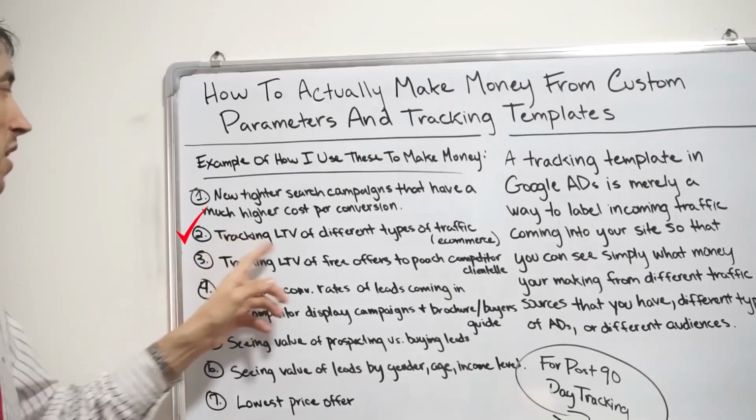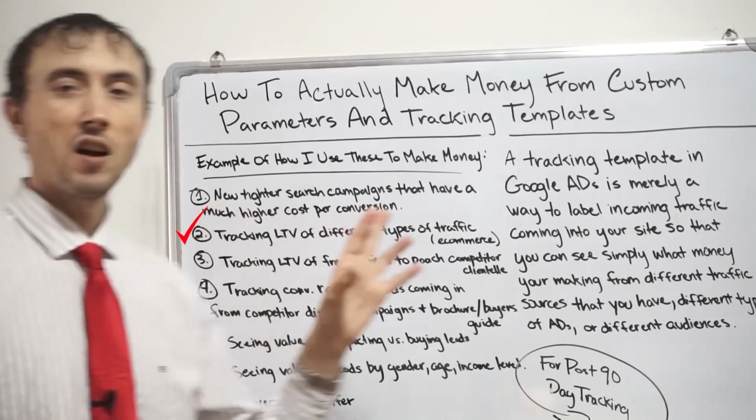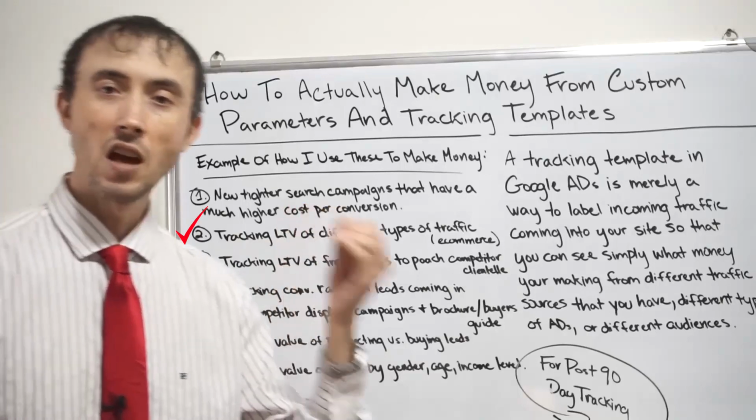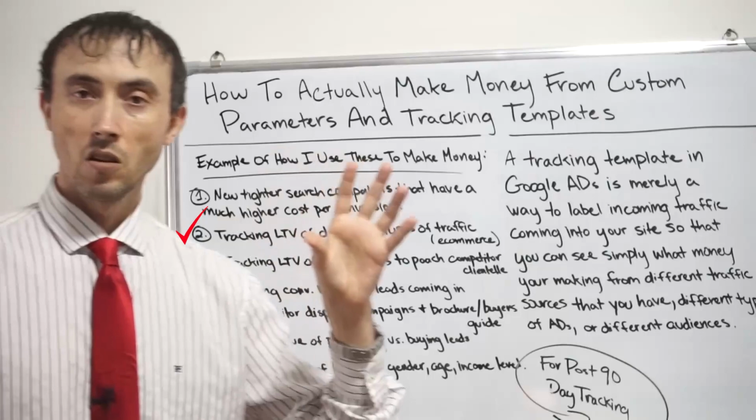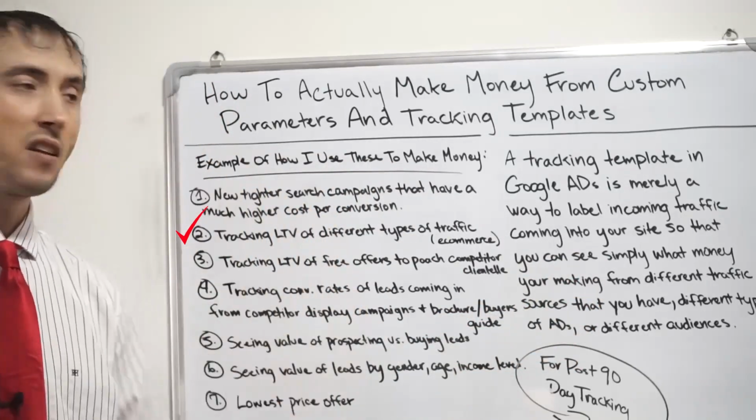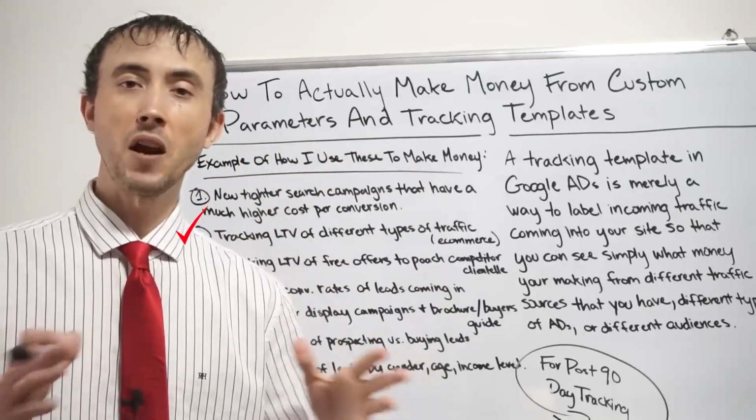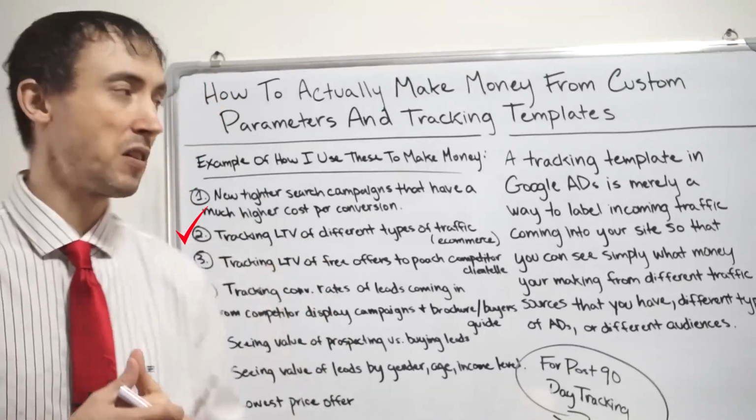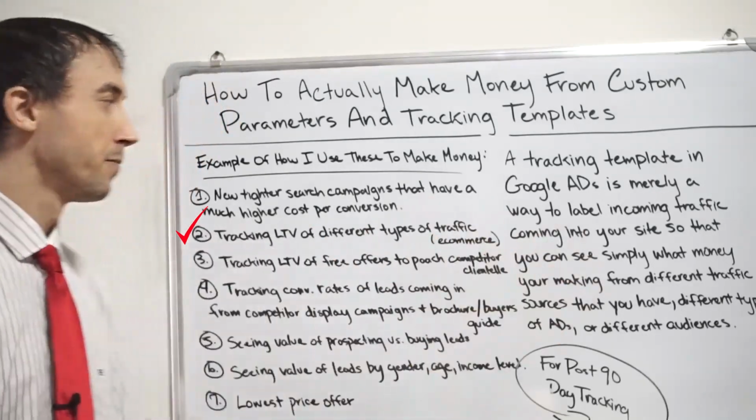Second example, tracking lifetime value of different types of traffic, specifically e-commerce. This is where most people think of tracking templates and custom parameters as useful only to track leads coming in. No. You can track customers that you get. So if you have an e-commerce site, like we had specifically for a fitness supplement brand that sells muscle building supplements, dieting supplements, stuff like you would normally see and get at a GNC, okay?